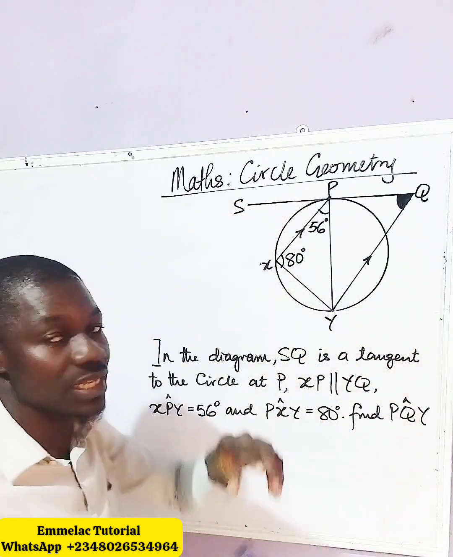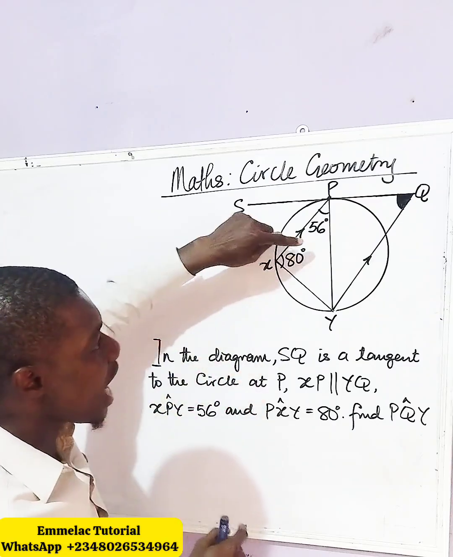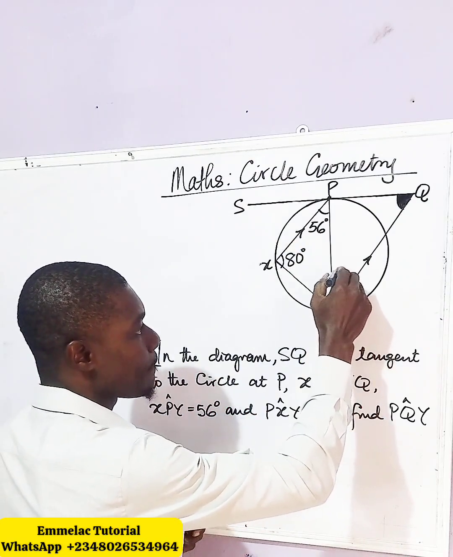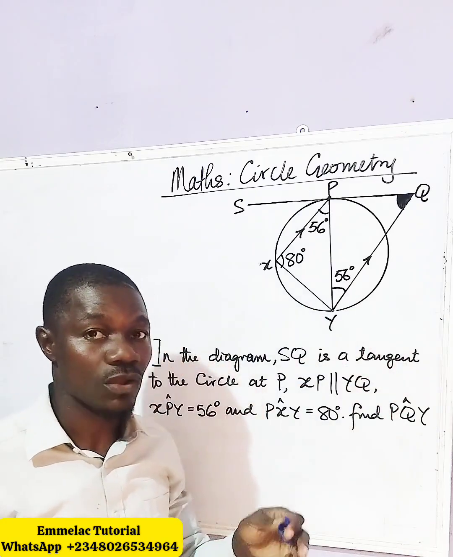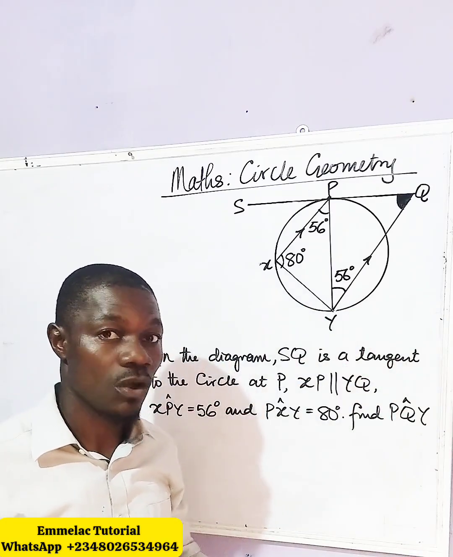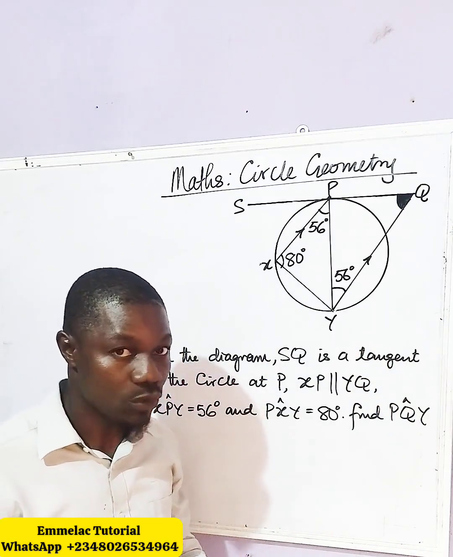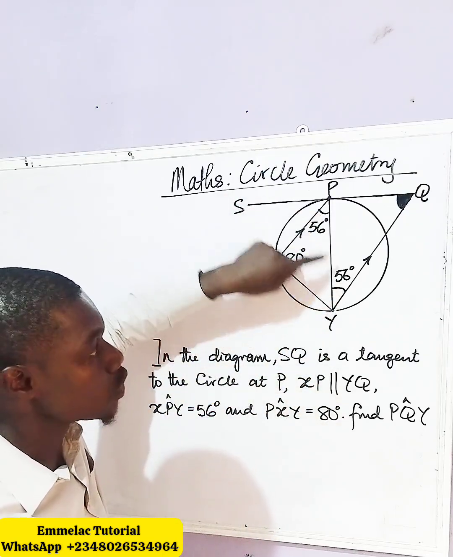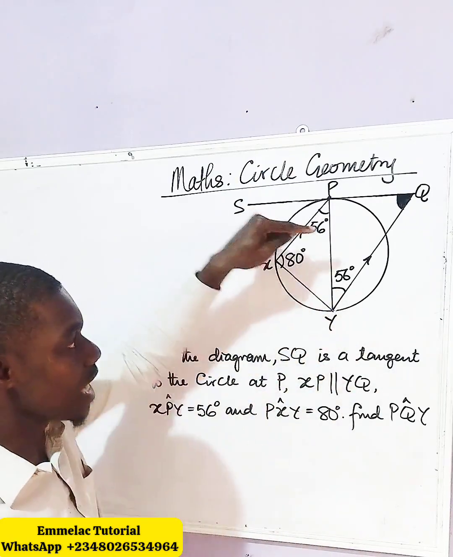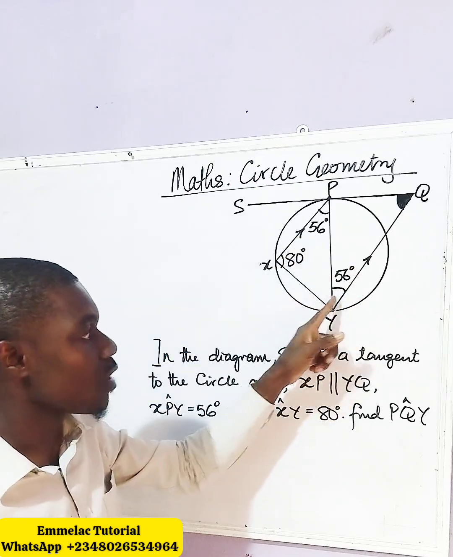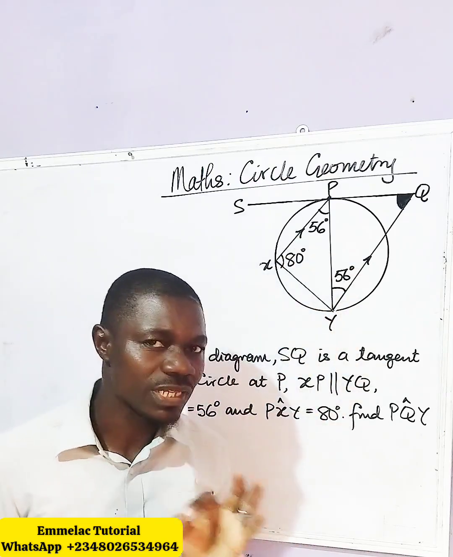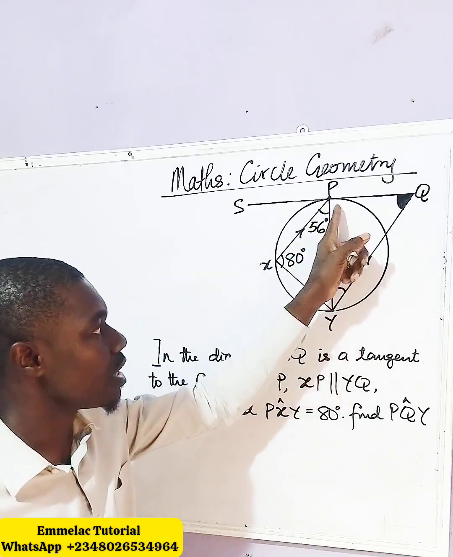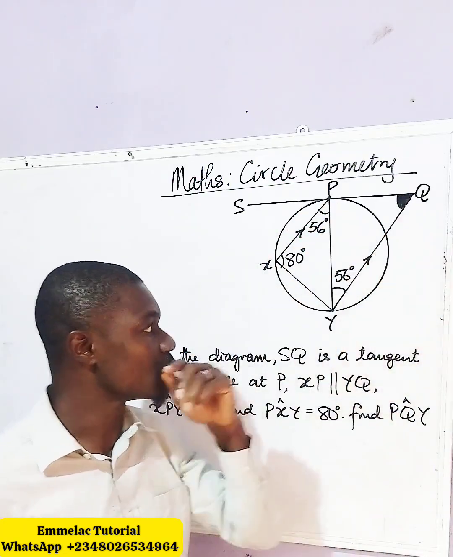As long as this line and this line, which is SP and YQ, are parallel, it implies that angle 56 will be equal to this part. Why? It is called an alternate angle. You're going to see that this angle here is opposite to this angle, and this angle is also opposite to this angle. So the angle formed here will be the same as the angle formed here. Now we've gotten one known part of the triangle PQY, and we need to get this part so that we'll be able to get Q.